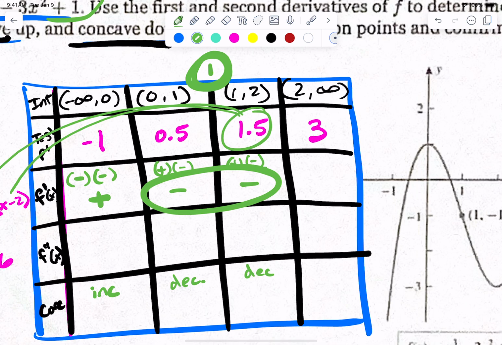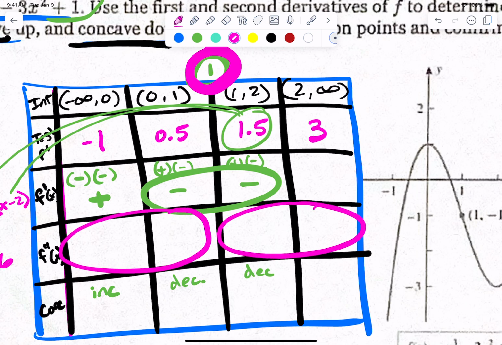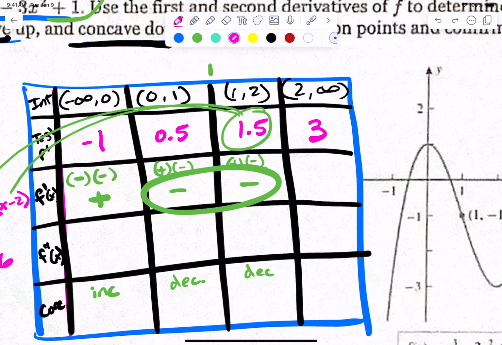Now, the deal here is when we go to do the second derivative, listen to this. This was my only critical number for the second derivative, which means that these are probably going to be the same, and these are going to be the same, because this is where he switches concavity, right? Because that was my only critical number. All right, let's move on.